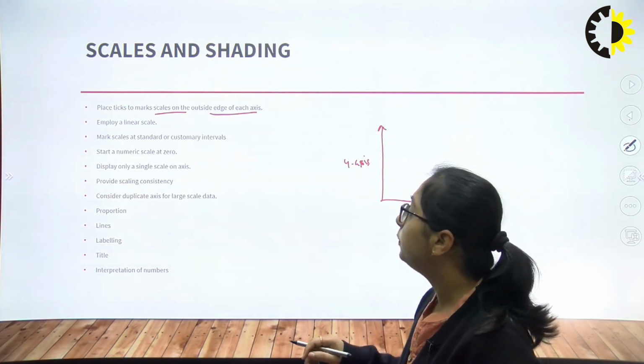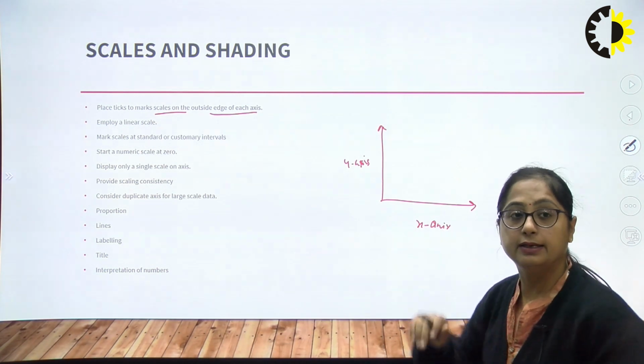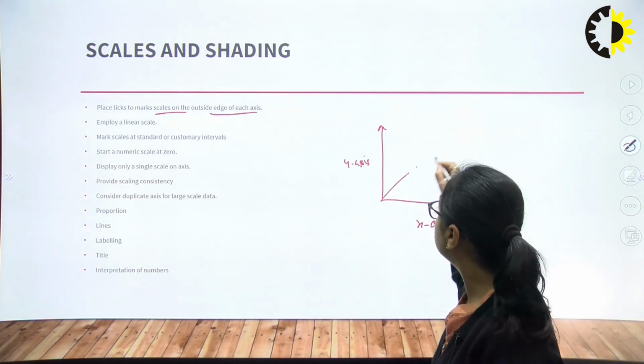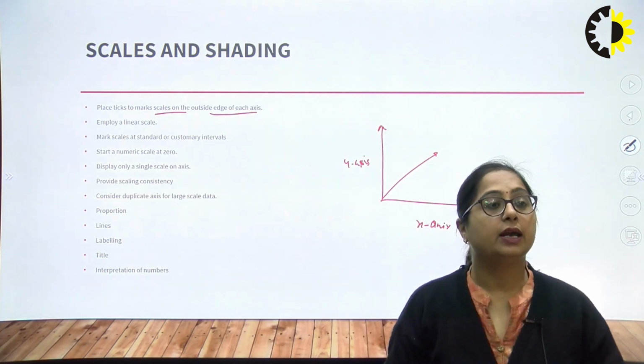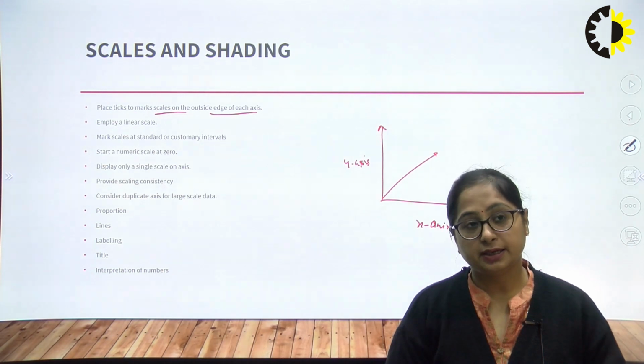Okay, and employ a linear scale. This is the linear and this is the linear. If we have to draw another axis, the z axis, that must be in a linear format. Okay, and mark scales at standard or customary intervals.